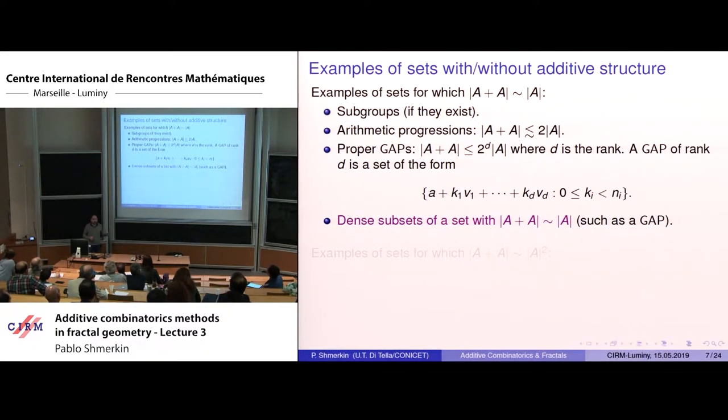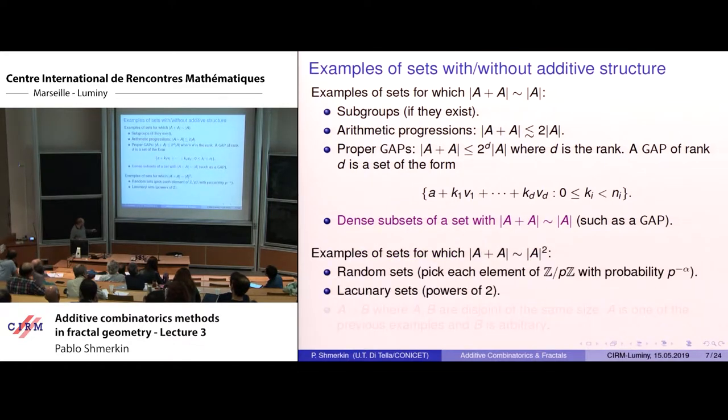If we take one of the previous examples, and now we take a very large subset, this is still true, because if A is a dense subset of a progression, for example, A plus A is still a dense subset of the longer progression, so we still have this. So having a small sumset is robust under passing to large subsets in general.